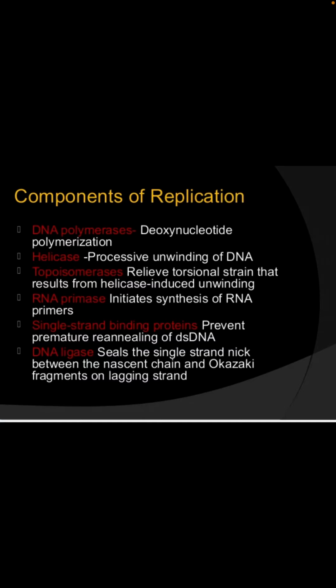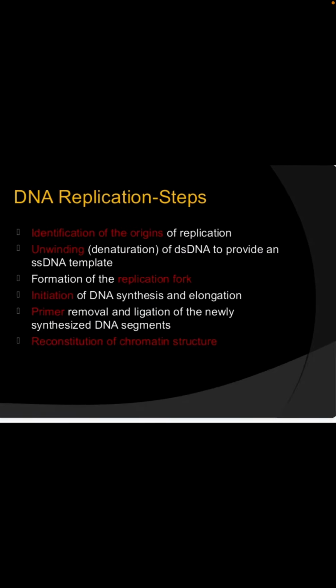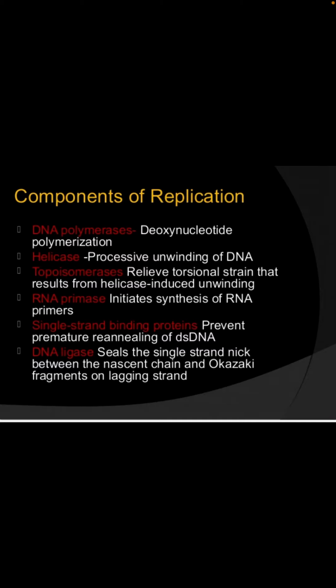So to follow or to accomplish the DNA replication steps, we have different components of replication. These components include DNA polymerases, helicases, topoisomerases, RNA primase, single-stranded binding proteins, and DNA ligases. For DNA polymerases, what is the function of DNA polymerase? It is going to do polymerization, as the name indicates.